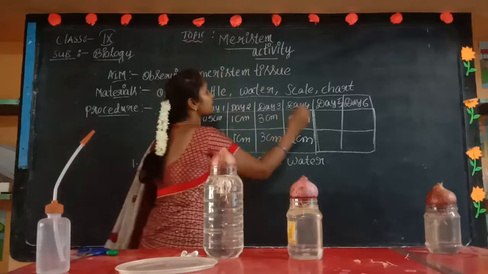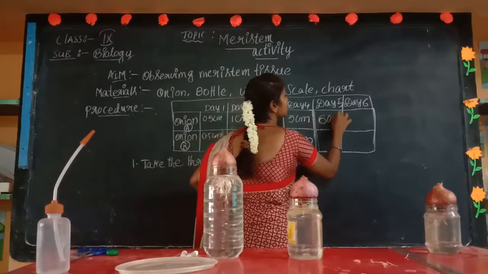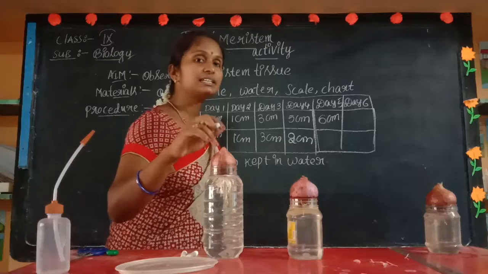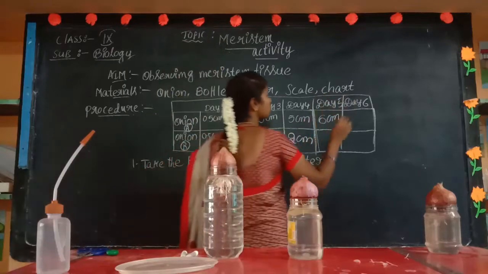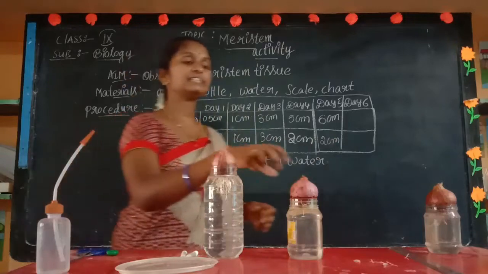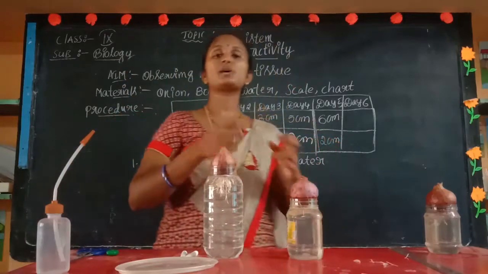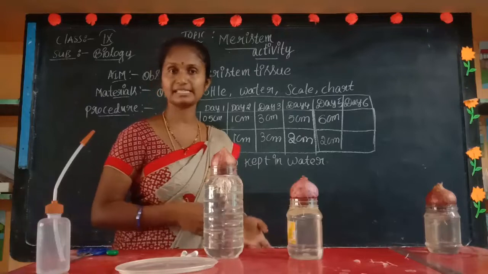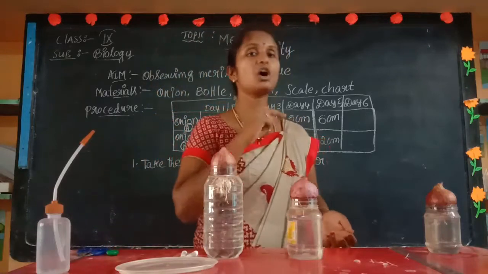And next, day 5, onion A increased to 6 centimeters. Onion B, no, only 2 centimeters. Why? I cut the meristematic cells. That's why the cells are not increasing and the growth has stopped.